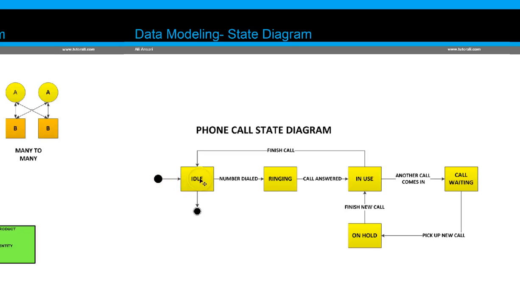It starts, and when it starts, it's on idle. Then the phone rings after the number is dialed. Then the call is answered. The phone is in use. Then if another call comes in, do we have call waiting? You pick up the call. Then you can put it on hold, finish the new call, then you finish the call, and then again the phone is idle, and your state diagram is finished right there. Okay, so there's the state diagram.